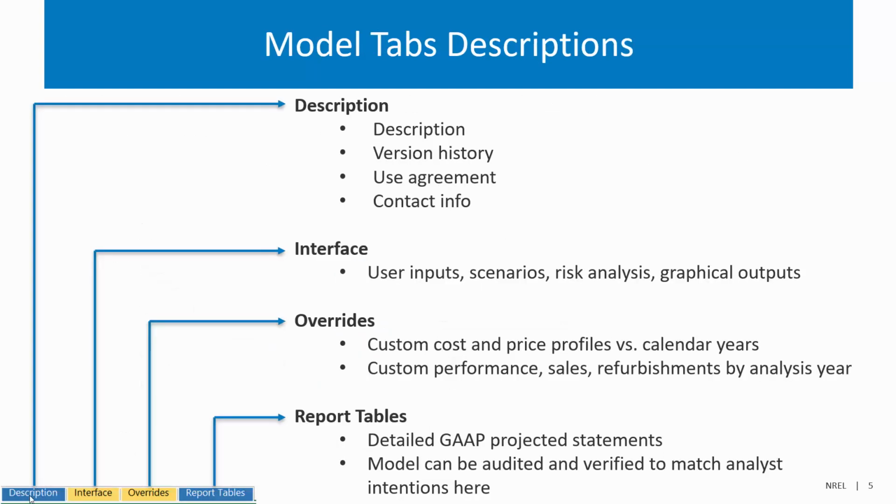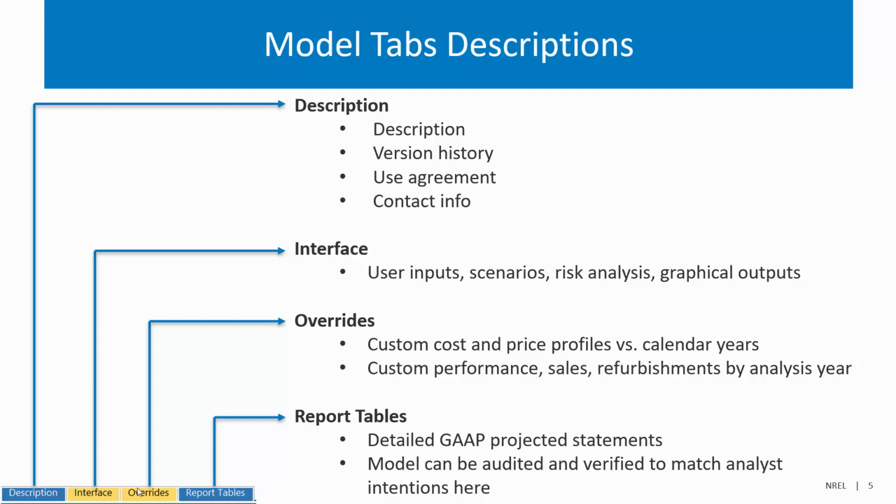The model has 4 tabs. The first tab, description, gives you what the model is, a little bit about version history. We've been using this model for 7 years now, and we've had a few updates in between. There is a user agreement. The interface tab is the main point of controlling the model. It has almost all the user inputs for modifying different scenarios or doing risk analysis. You have your graphical outputs there.